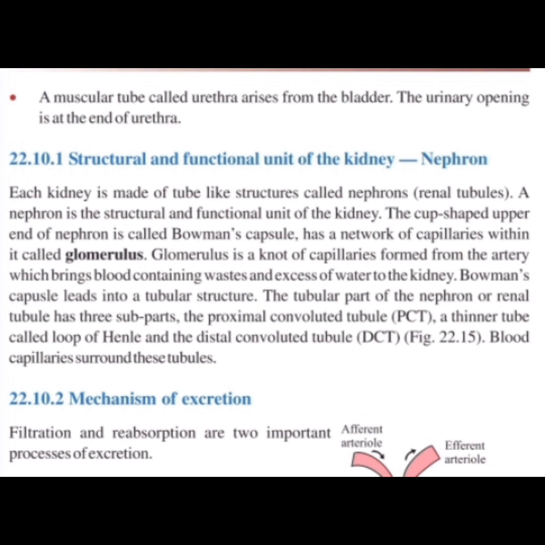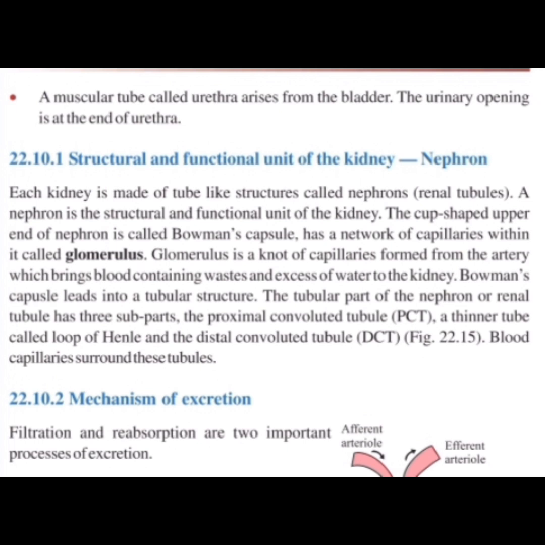The tubular part of the nephron, or renal tubule, has three subparts: the proximal convoluted tubule, that is PCT, the thinner tube called the loop of Henle, and the distal convoluted tubule, that is DCT. Figure 22.15: blood capillaries surround these tubes. In figure 22.15 you can see all this, that is DCT, PCT, and the nephron.